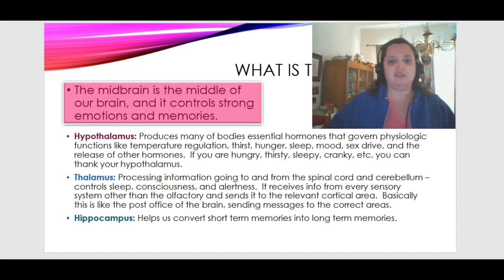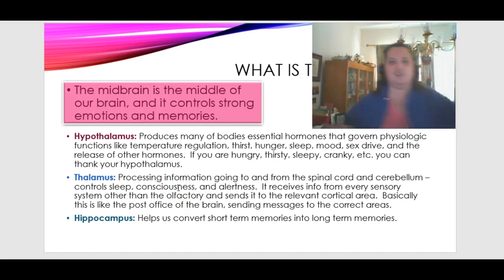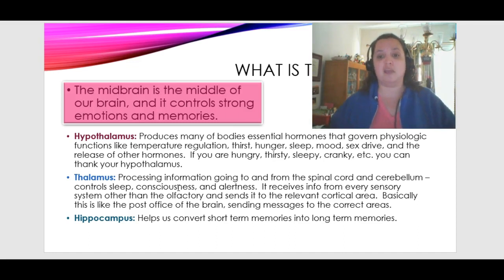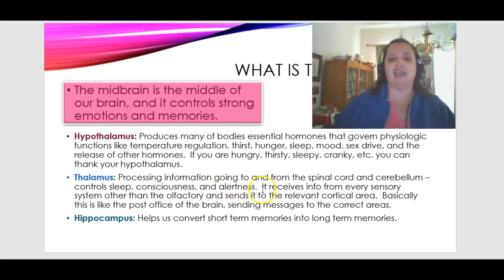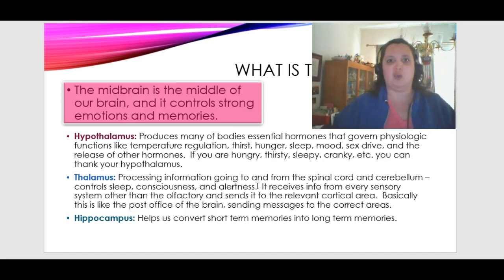Your thalamus, I like to think of as the post office of your brain. You think about all those letters coming in, all those letters going out, boxes and all sorts of things going on. Your thalamus is much like that post office in that it's a processing center. Any information that comes from the spinal cord and cerebellum that needs to go up to the upper parts of your brain goes through your thalamus. It's putting things where they need to go, and it controls sleep, consciousness, and alertness. So if you're feeling like, I can't stay awake, you might say, hey, thalamus, I need you to help me out here. And then it'll get the hypothalamus to make that awake hormone.